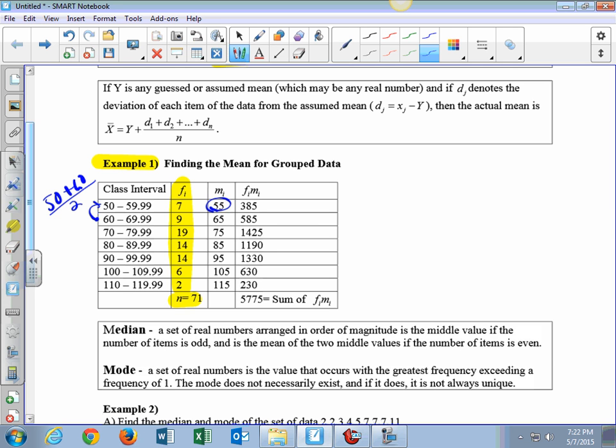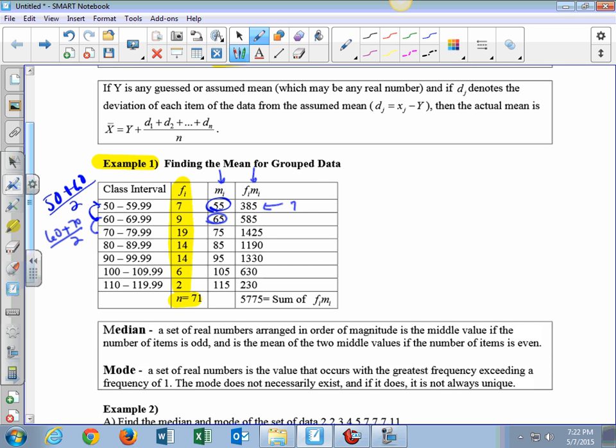And once again, to get the next one, I would take 60 plus 70 divided by 2, and I would get 65. So to find the midpoint of your class interval, which you will have to be finding in that column right there, you will take two consecutive class intervals, add together the lower numbers, and then divide by 2. Now to get this last column, you take your frequency times your midpoint of the interval.